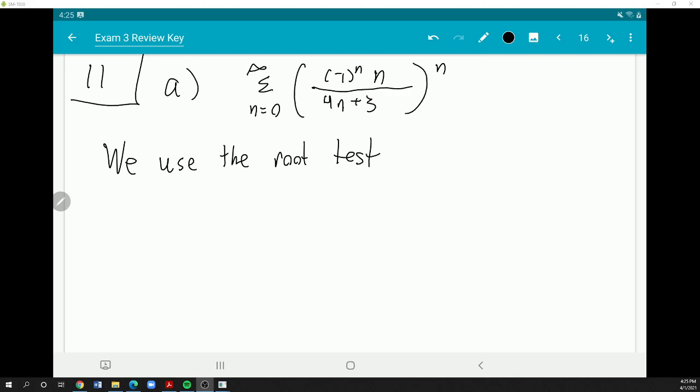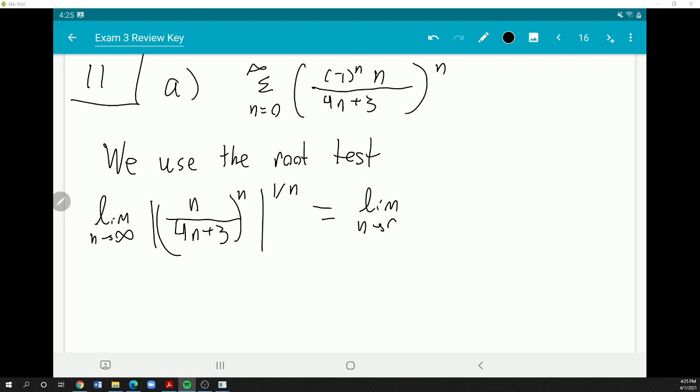Okay, so we want to use the root test this time around because everything's got this power of n on it. So limit n goes to infinity of absolute value. I don't need the minus 1 to the n because I'm taking absolute value. 4n plus 3 to the n, to the 1 over n.